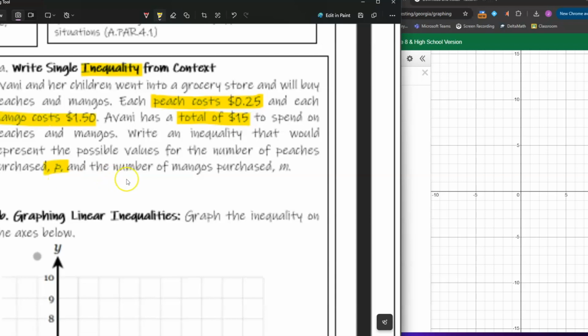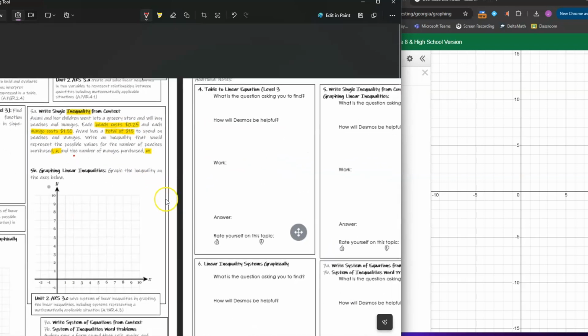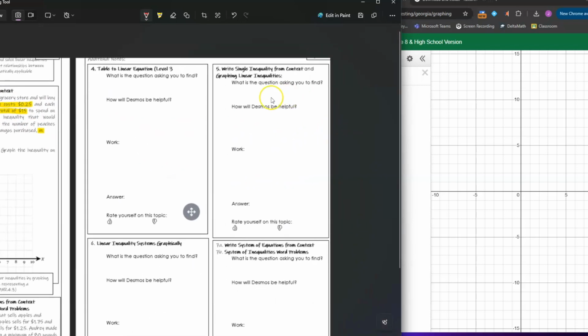So they tell me to use P for peaches and M for mangoes. All right, so you just have to use their variables. So I can buy a peach for how much? 0.25. And again, I'm doing my work here, but you should be doing your work here.